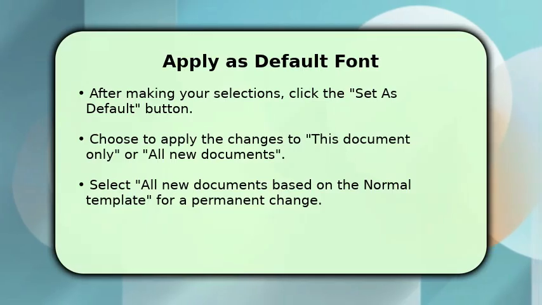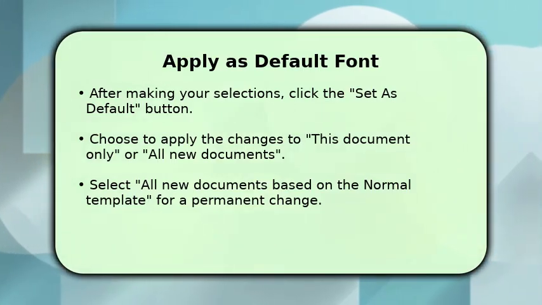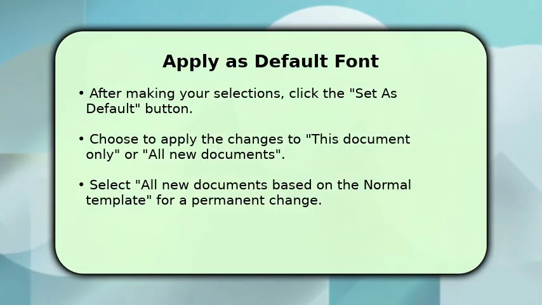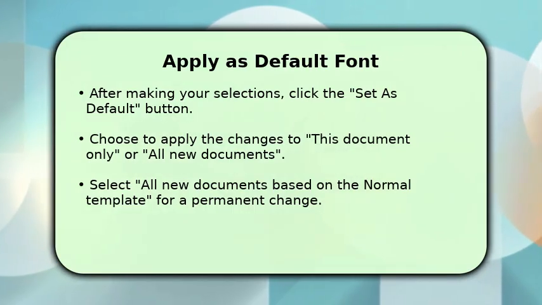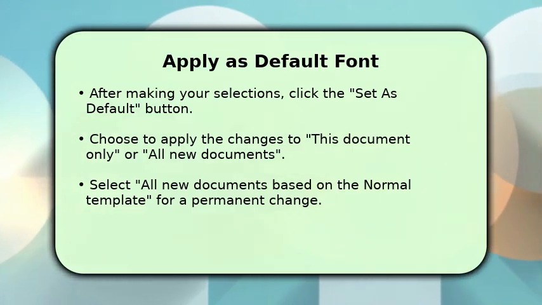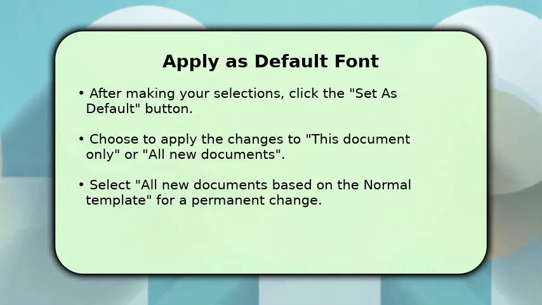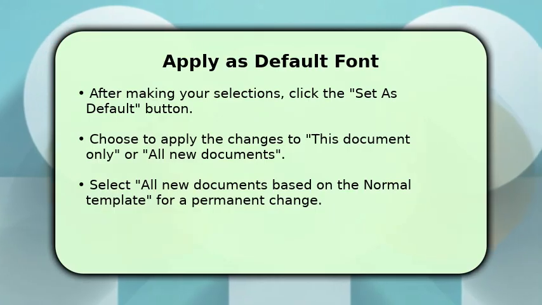With your font, style, and size chosen, look for the Set as Default button at the bottom of the dialog box. Click it, and a prompt will appear asking where to apply these changes. To make this your permanent default for all future documents, select All New Documents based on the normal template. This ensures consistency across your work.